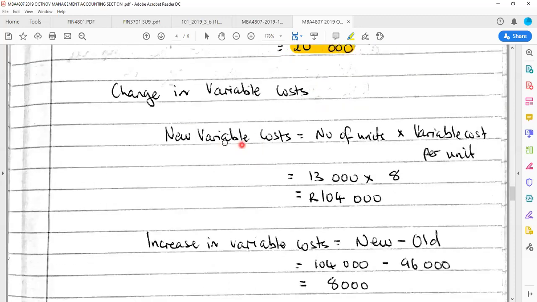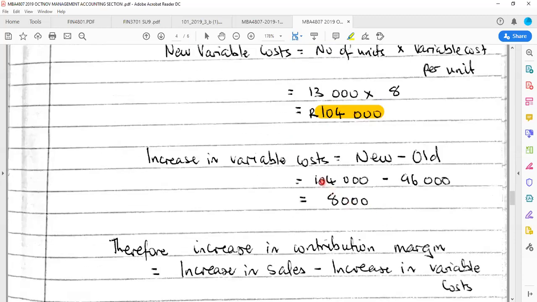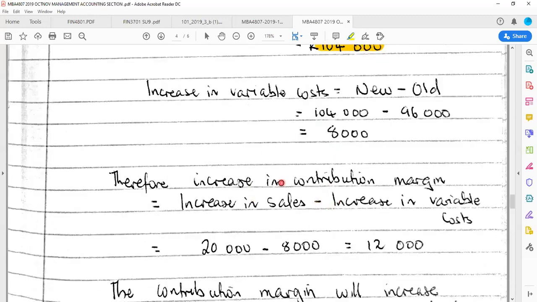Now for the change in variable costs, we can get the new variable costs. Remember, if you increase units, you also increase variable costs. So we take the new number of units times the variable cost and we get 104,000. Then we can get the increase in variable costs. But an increase in a cost is something bad, so we could put a negative there if we're looking at the effect of the change in variable costs on our profit. Now we can see the total effect on our profit.